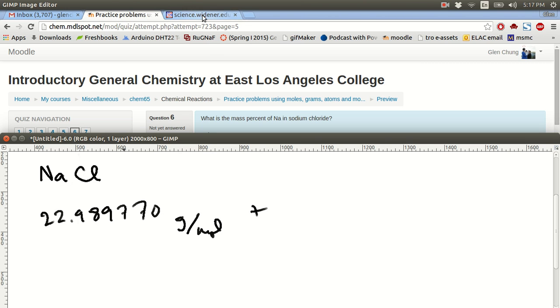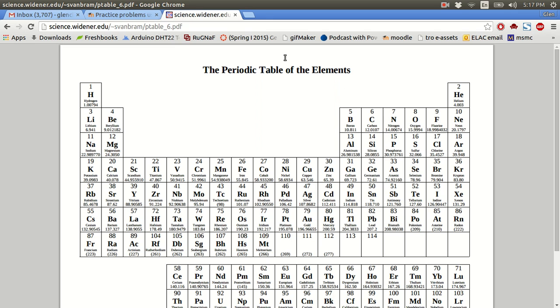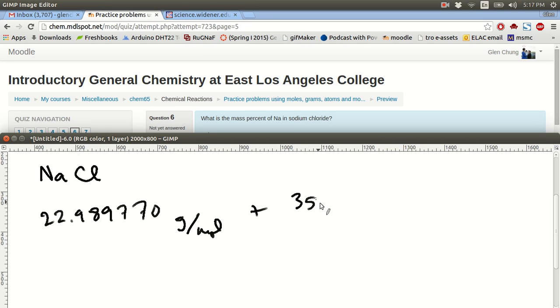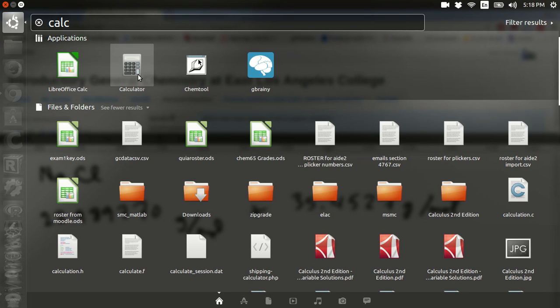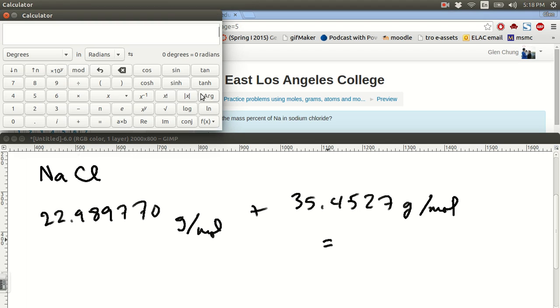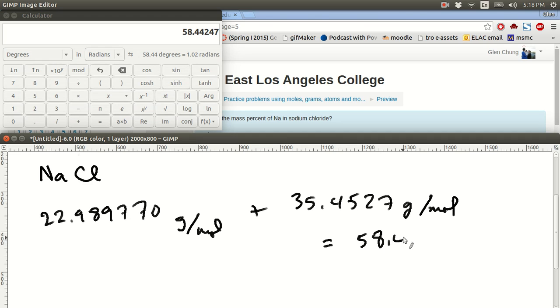And chlorine has mass 35.4527 grams per mole. Okay? So you will add those two numbers up, right? You'll add those two numbers up, and you will get something like 58.4425.